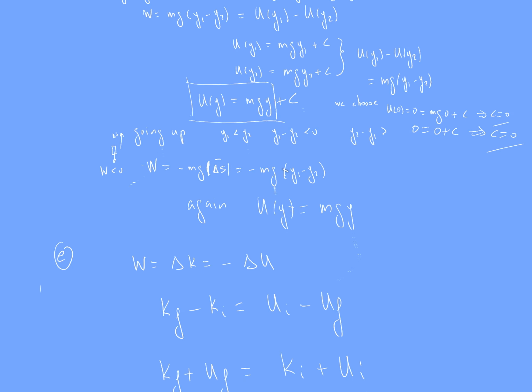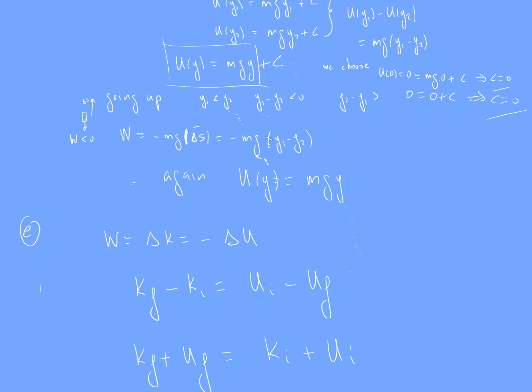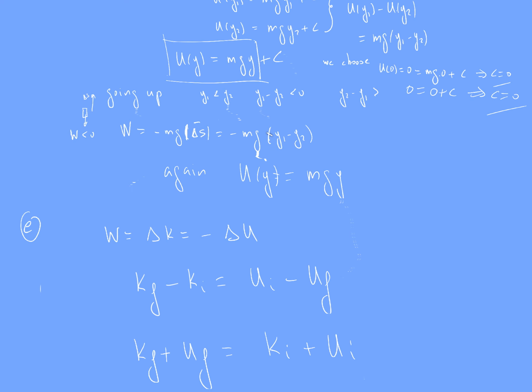So let's go now to do it going up. The same calculation, you will see the logic of the same calculation. You will see that we will find the same expression. If we go up, then y1 is smaller than y2. We go from an initial height smaller to a higher height. So y1 will be smaller than y2, and y1 minus y2 will be negative.